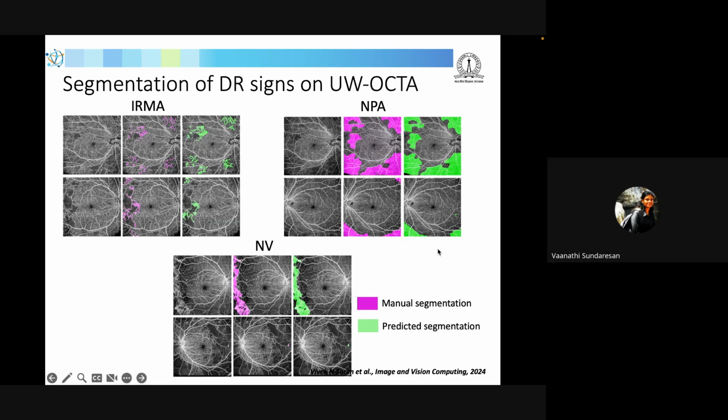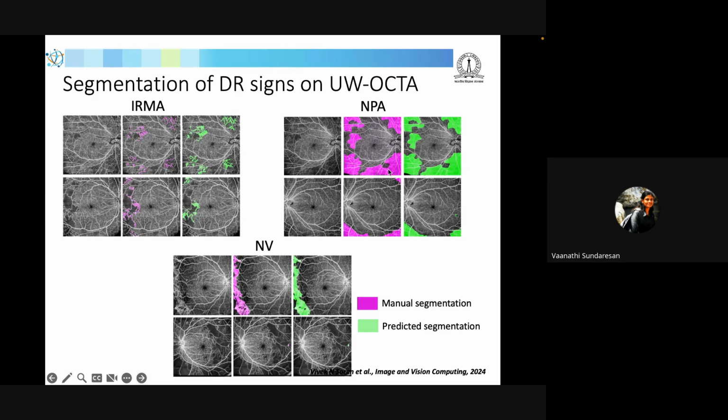So these are some of our results. Here, the magenta ones show the manual segmentations given to us by the clinicians to show where the IRMA regions are, and the green ones are what the model predicted based on the training. We can see that there is a very good correlation between what the doctors have marked and what our model has predicted, which shows that AI models with sufficient and good quality data will be able to detect various abnormalities with high precision.